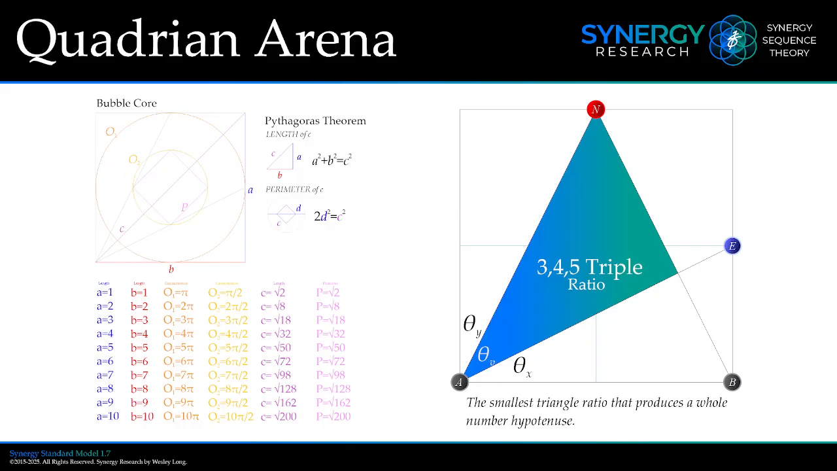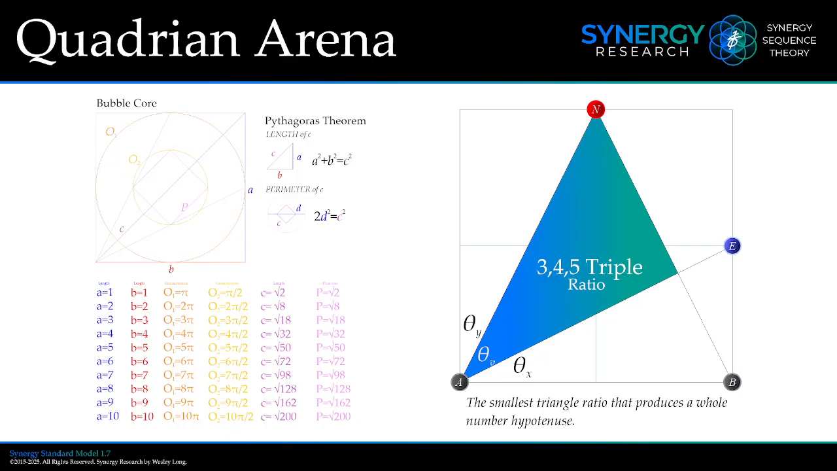The proportions of 3, 4, 5 aren't arbitrary. They're the smallest whole number set that satisfies the Pythagorean theorem, a squared plus b squared equals c squared. This triangle is not just mathematically satisfying, it is physically resonant. What makes it remarkable here is how it fits so naturally into the quadrian system. The hypotenuse becomes a clean integer, and this integer hypotenuse is what makes this triangle a symbol of closure.